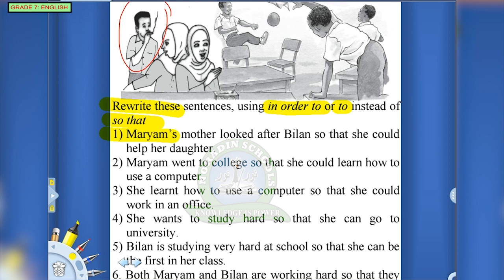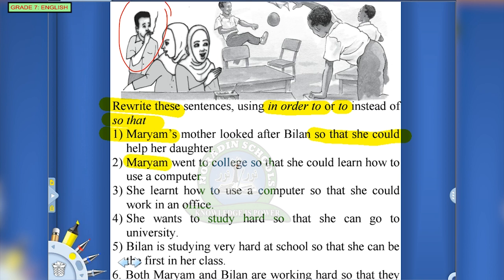When you want to rewrite this statement using in order to or to instead of so that, you have to take off, omit or leave out the words after it. I say, Maryam's mother looked after Bilan in order to help her daughter. Every student knows what is omitted from the sentence after using in order to or to. I can say Maryam's mother looked after Bilan to help her daughter. I have used this one; you can work on the rest.